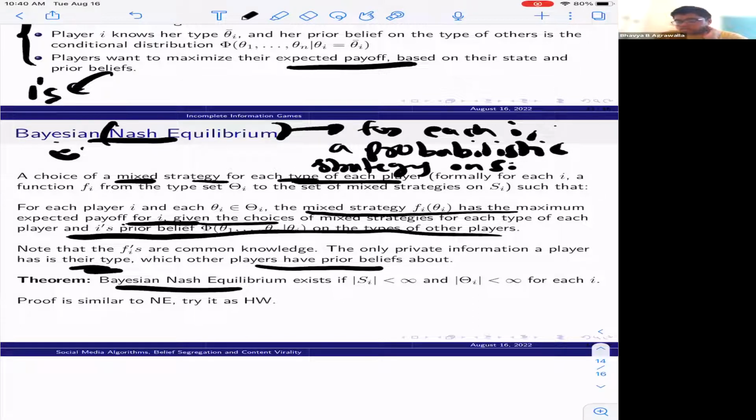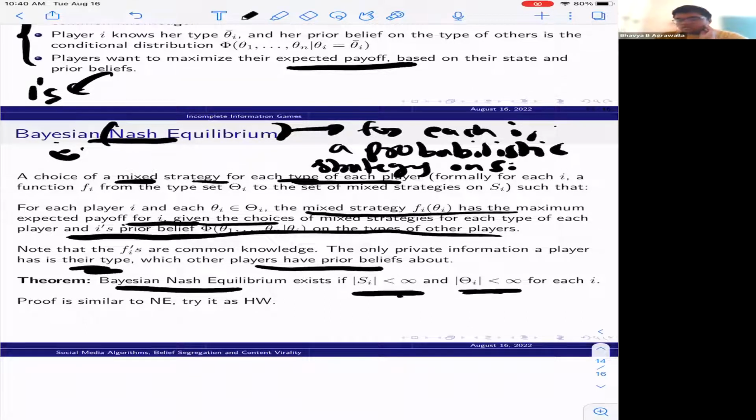So there's this theorem that a Bayesian Nash equilibrium always exists if all strategy sets are finite and every player has a finite number of types. The proof for this is quite similar to the existence of Nash equilibrium. So try it as homework, and then I can discuss it in the next class.